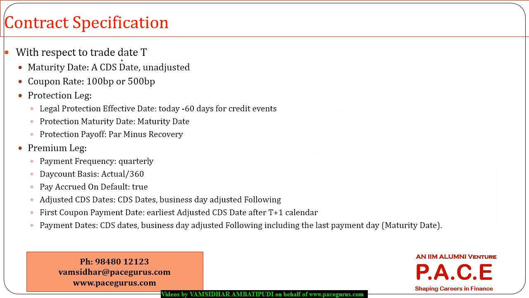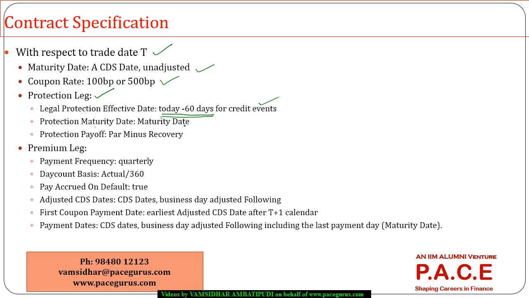So if I look at a typical CDS contract, with respect to the trade date, we have a maturity date. As we have already talked about, the maturity dates are very clear. They are March, June, September and December 20th. The coupon rate is frozen, 100 basis points or 500 basis points. Talking about the protection part, there is a legal protection. The effective date is from today minus 60 days for the credit events.